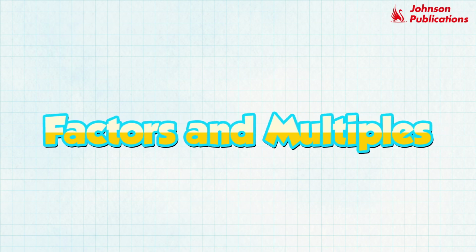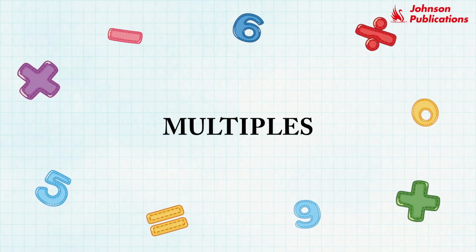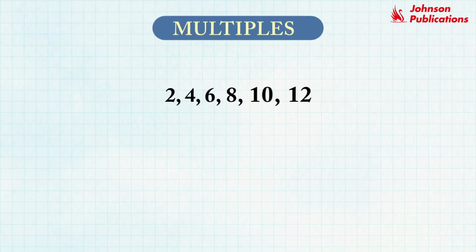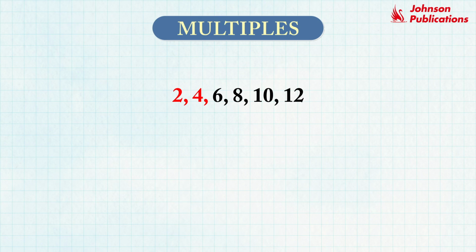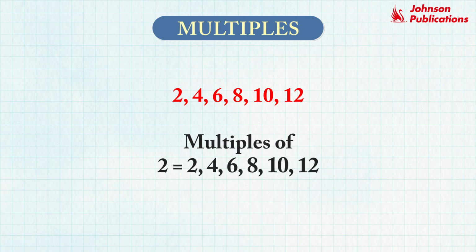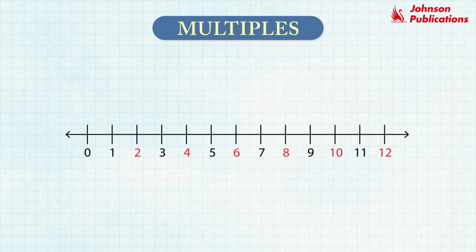Factors and multiples. Multiples. The numbers 2, 4, 6, 8, 10, 12 are obtained when we multiply 2 by the numbers 1, 2, 3, 4, 5, 6. So, all these numbers are multiples of 2. Look at this number line and count in 2. These numbers are multiples of 2.